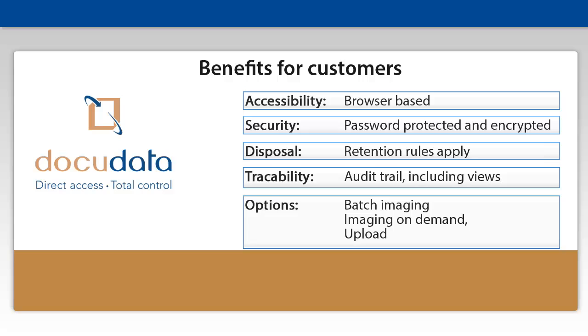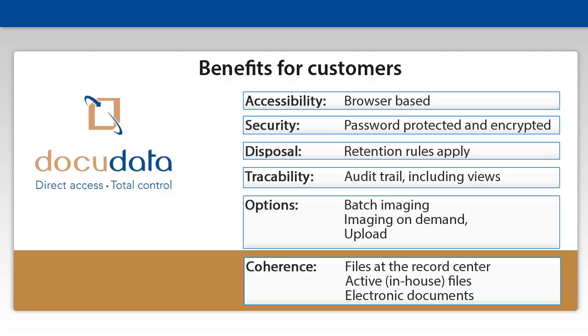There are multiple options available for meeting your customers' needs. Images can be batch imported. They can be provided through imaging on demand of physical records that are at the Record Center, which are delivered as images to the customer, or the customer can even upload their own images directly through ActiveWeb.